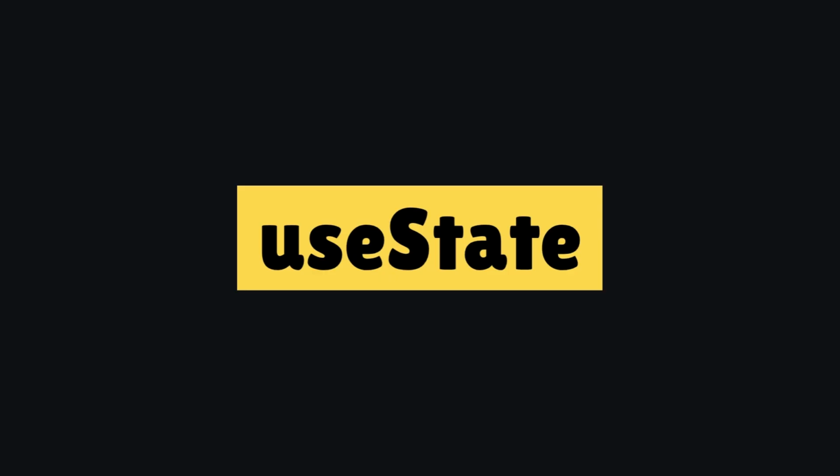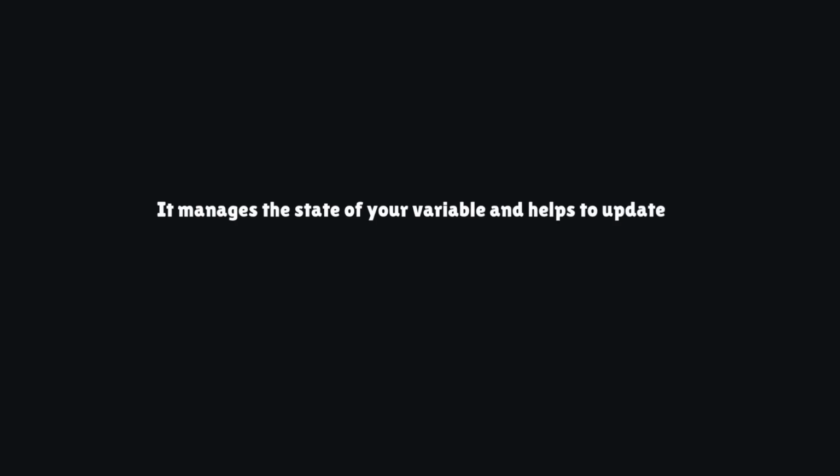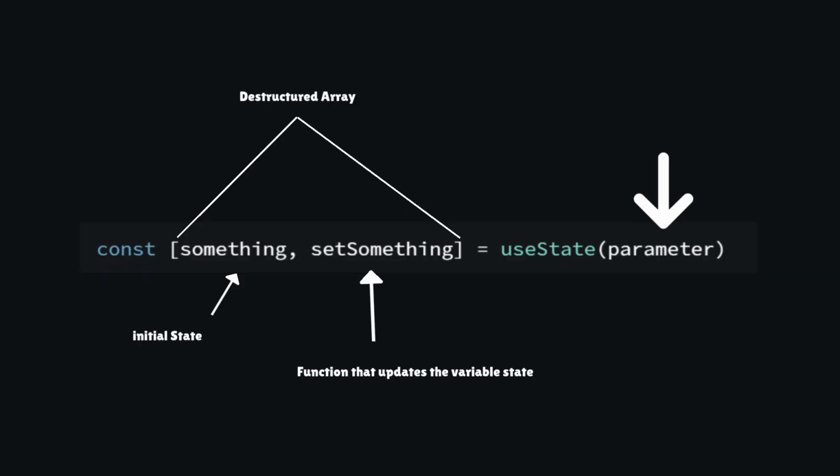First, what is a useState hook? A useState hook is simply a React hook that helps you to update your variable. It manages the state of your variable and helps you to update it. It takes in a parameter, which is your initial state, and it returns an array, which you can destructure by assigning variables to them. The common convention is something and setSomething. Something is the state of the variable, while setSomething is the function that updates the variable.